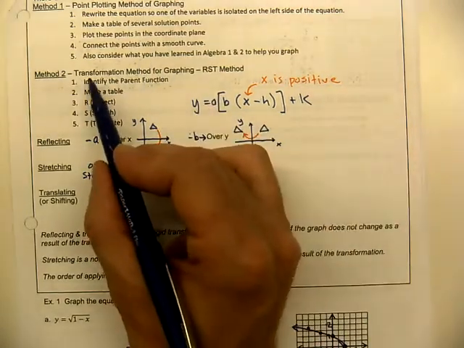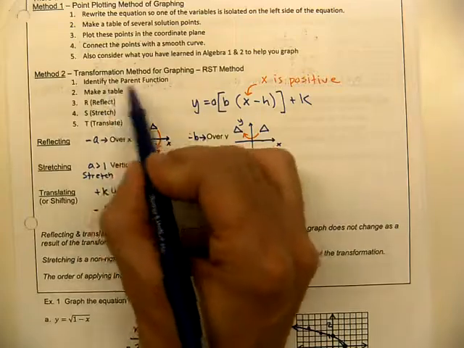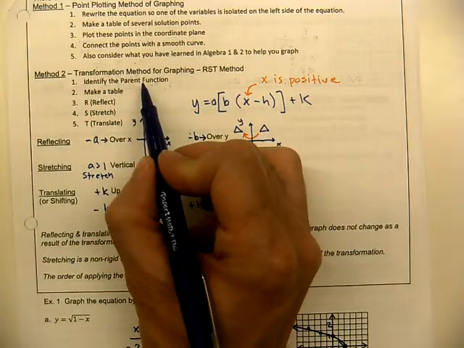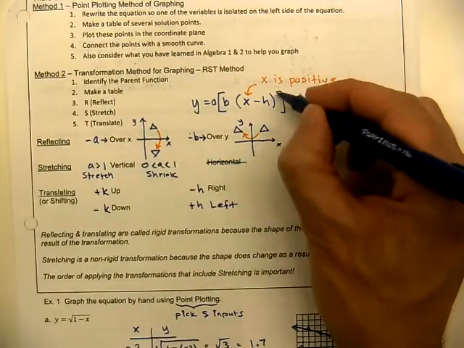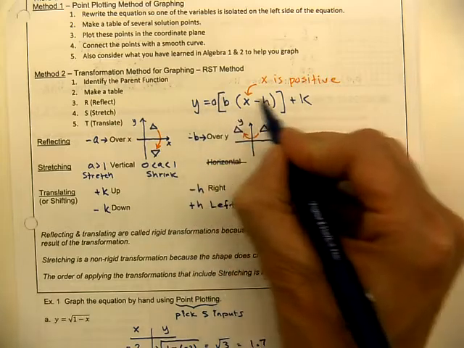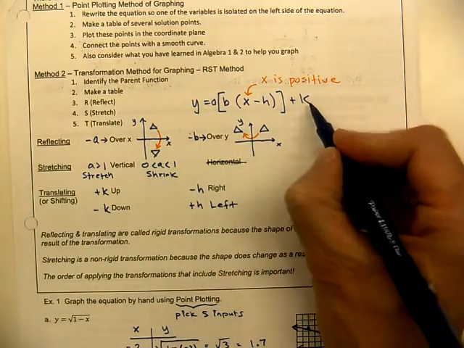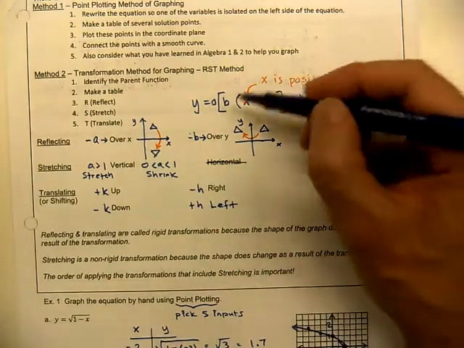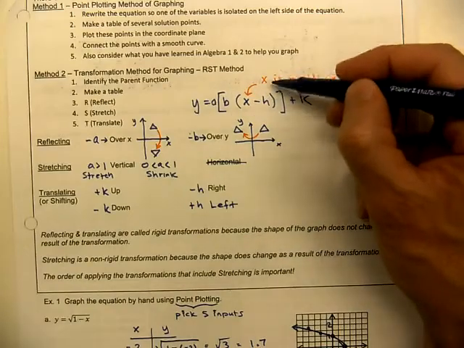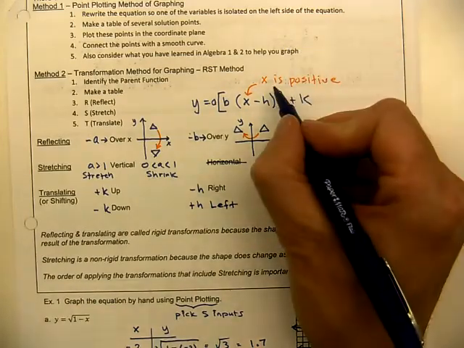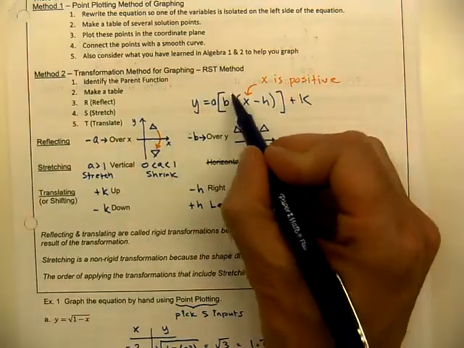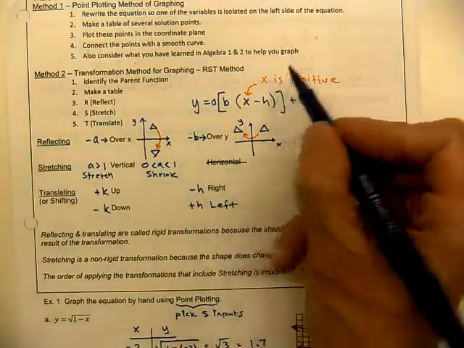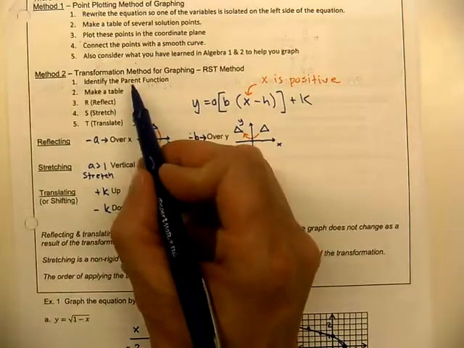When we go through this method, we want to identify the parent function, meaning is it an x squared, is it an x cubed? So you would look for the exponent, and right here there's no exponent. And that's because we're really just focusing on where you would find the A, the B, the H, and the K. But if you had absolute value, you would have the absolute value signs. If you had an x squared, you would have a power of 2 right there. If you had a square root, you would have a square root symbol. So the symbol itself will change depending on whatever equation we have.